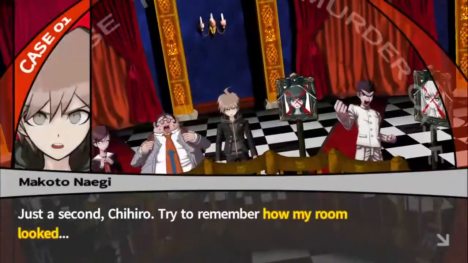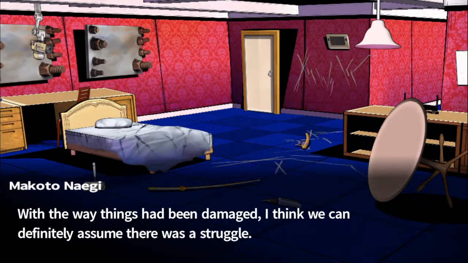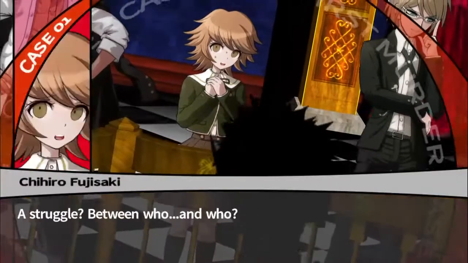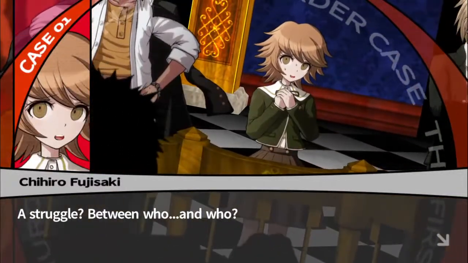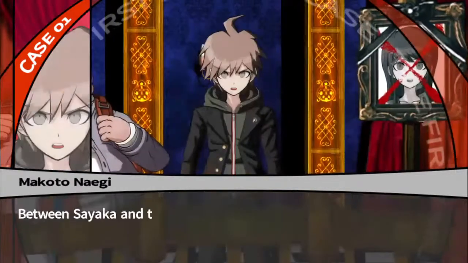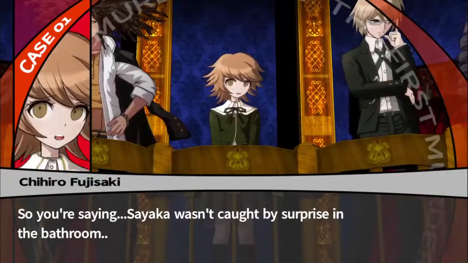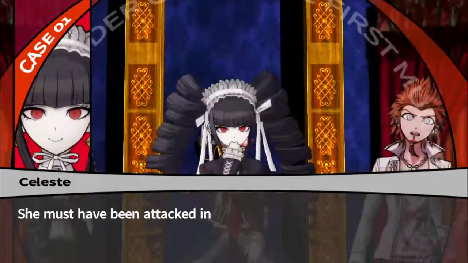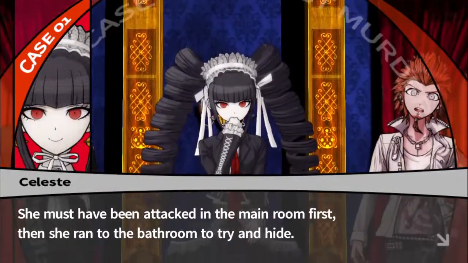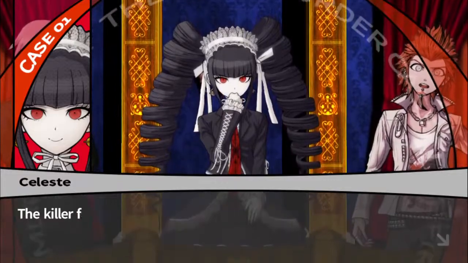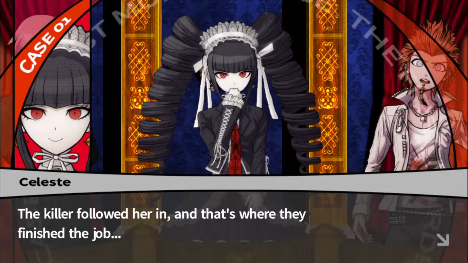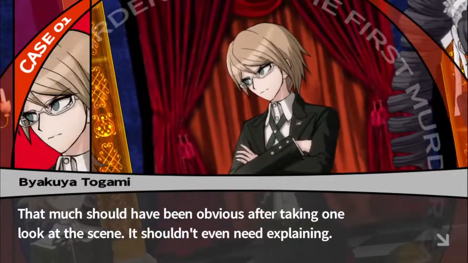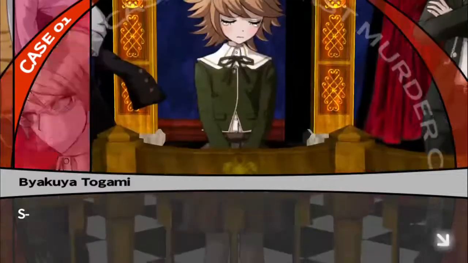Just a second, Chihiro. Try to remember. With the way things had been damaged. A struggle? Between who and who? Between Sayaka and the killer. So you're saying Sayaka wasn't caught? She must have been attacked in the main room first. Then she ran to the bathroom to try. The killer followed her in, and that's where they finished the job. That much should have been obvious after taking one look at the scene. It shouldn't even need Sorry.